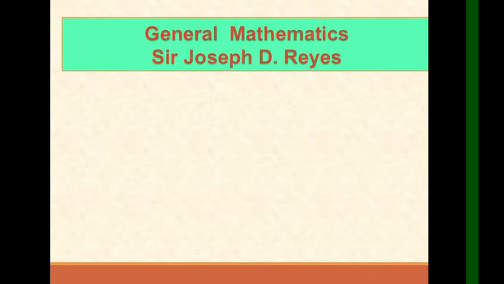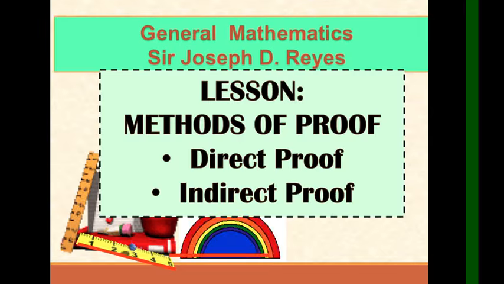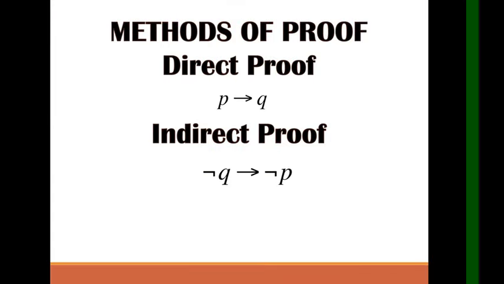Good day, everyone. Our lesson for today is all about methods of proof, specifically direct proof and indirect proof. So let's start with the direct proof. By the way, in methods of proof, direct proof is P implies Q. So it's very direct, right? And indirect proof is more on the contrapositive, that is, not Q implies not P.